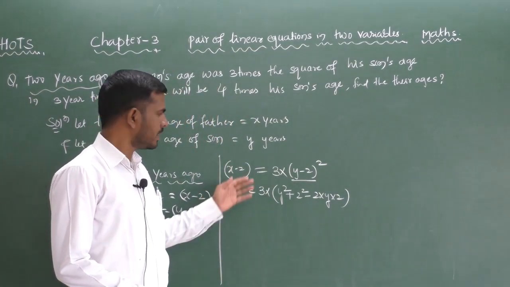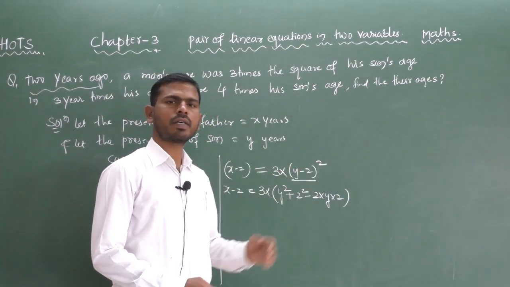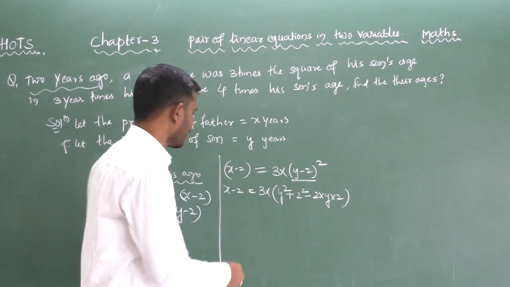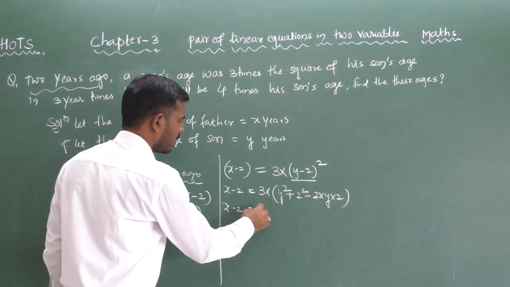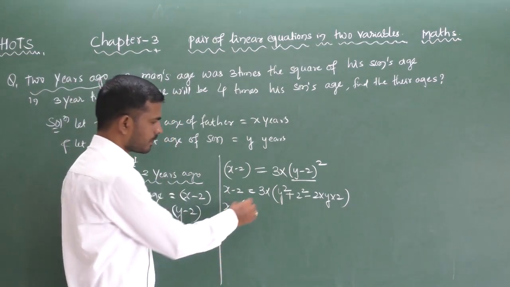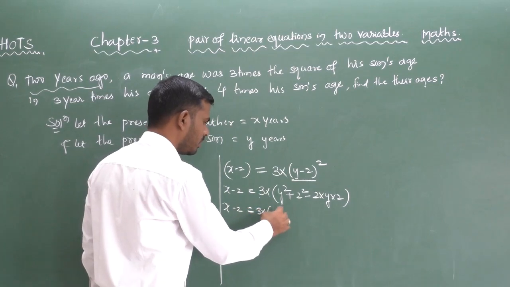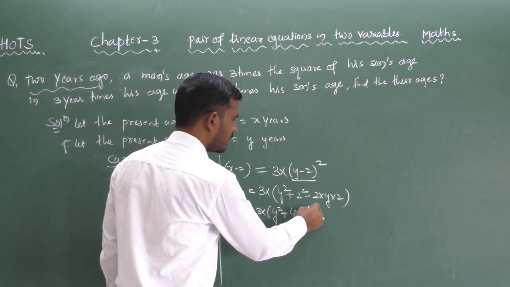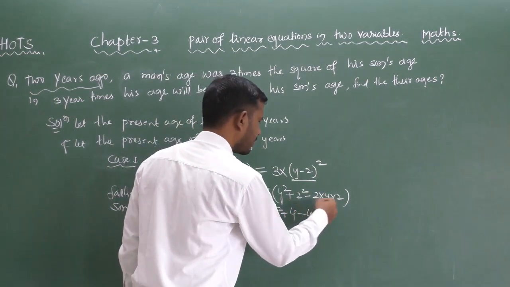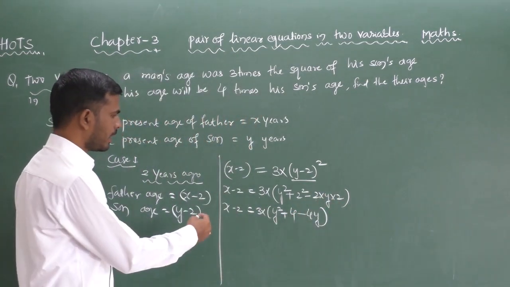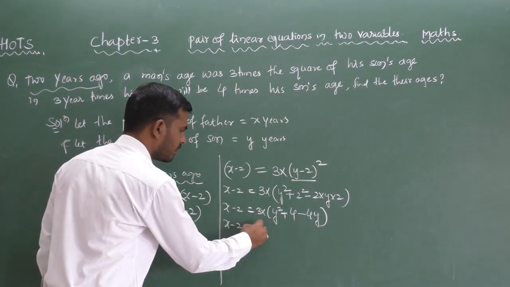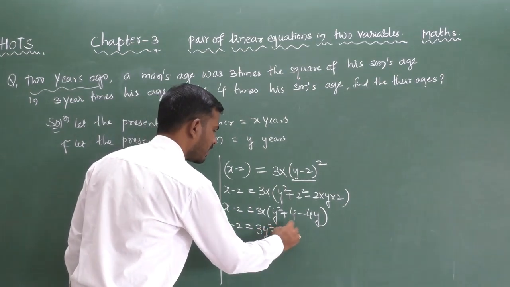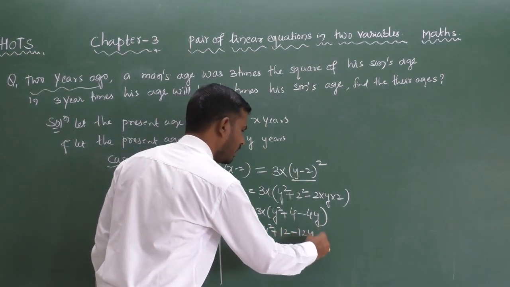x minus 2 keep as it is, 3 as it is. The formula of a minus b whole square is a square plus b square minus 2 into a into b. Next simplify: x minus 2 keep as it is, 3 into y square plus 2 square is 4, minus 2 into 2 into y, 4y. Simplifying the bracket we get 3y square plus 12, minus 3 into 4 is 12y.